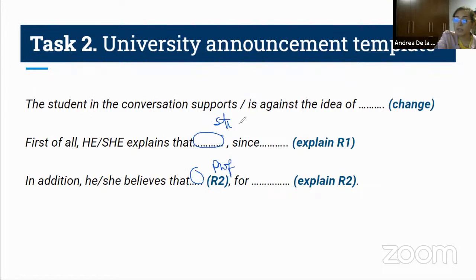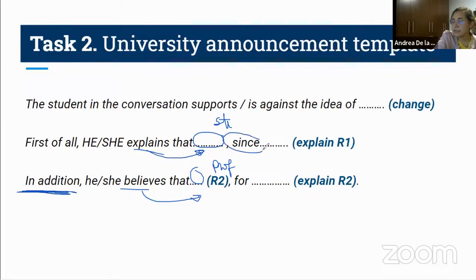So you cannot mix the two of them. You have to separate them with the transition so that they are not mixed. And you have to use the reporting verbs to say or to explain each one, right? So that you are clarifying that this is not your idea, but the student's idea, right?